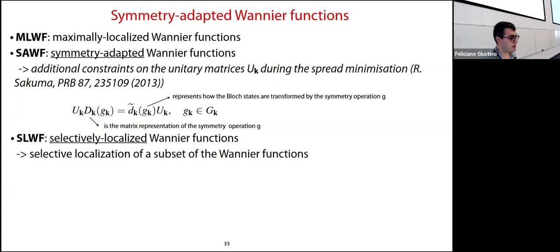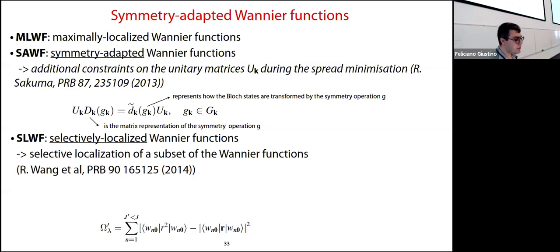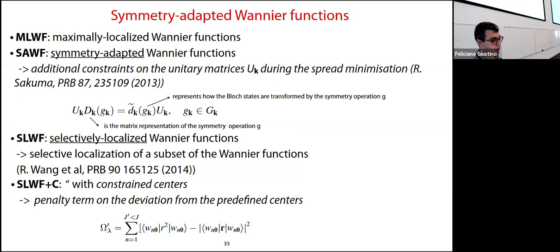So one is the selectively localized Wannier function. As we said, you only localize a subset of your Wannier functions, so you minimize the spread for a subset of them. And you can couple this with constraint centers. You add a penalty term in the spread functional so that it costs you energy to have a solution where the centers of the Wannier functions are far away from your predefined centers. And these predefined centers could be, for instance, atomic positions. So you can force Wannier functions to be sitting on specific atoms.